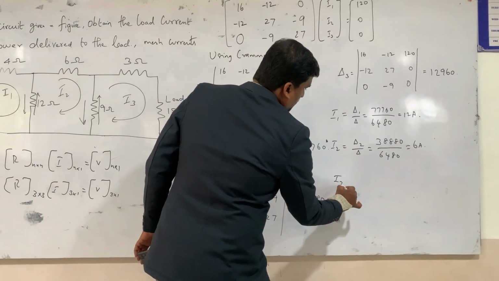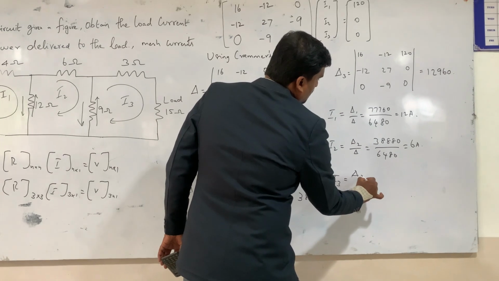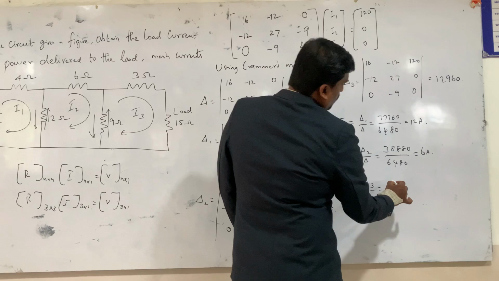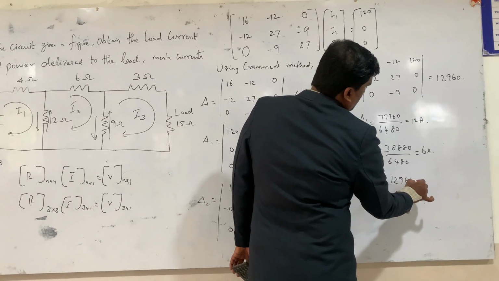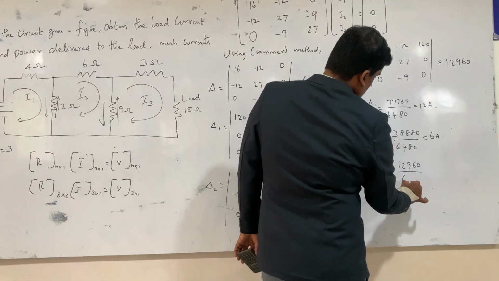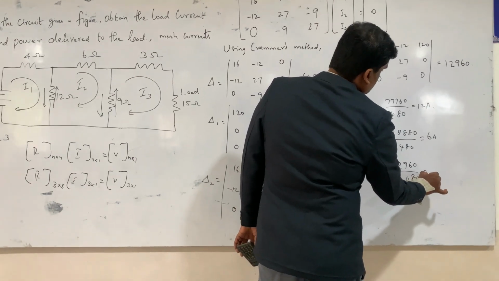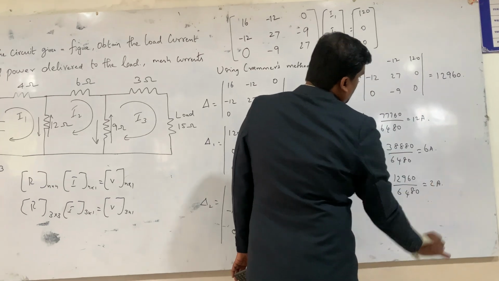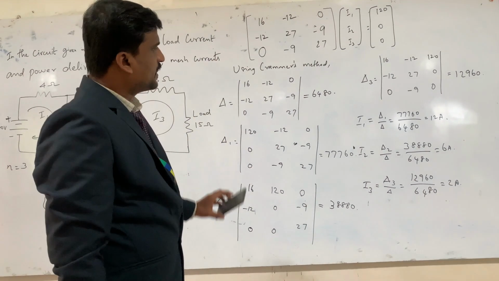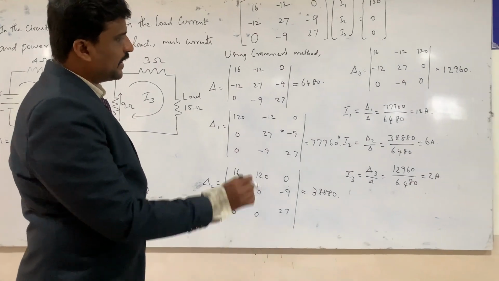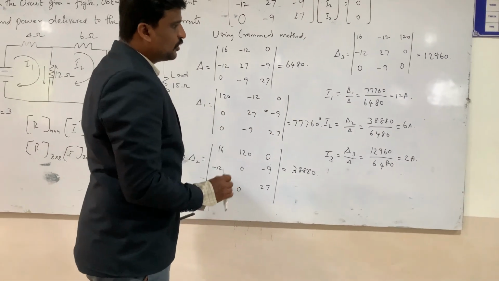Next I3, del 3 divided by del, which is equal to 12960 divided by 6480, which is equal to 2 ampere. So our mesh currents here are I1, I2, I3. Where I1 equal to 12 ampere, I2 equal to 6 ampere, and I3 equal to 2 ampere.